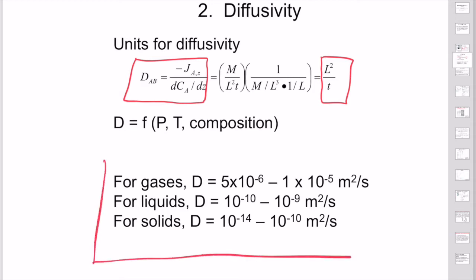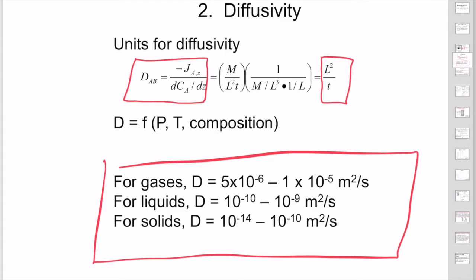These are some examples of the ranges that we see for diffusivity. In gases, it's around 10 to the minus 5th meter squared per second. For liquids, it's around 10 to the minus 10th, which is 5 orders of magnitude less. And for solids, it can be even less, like 10 to the minus 14th or so.